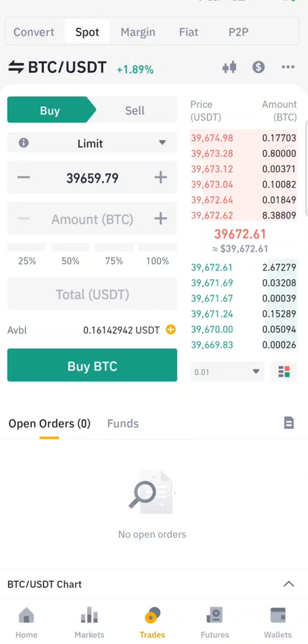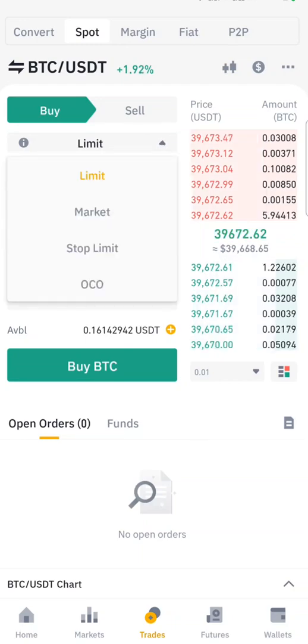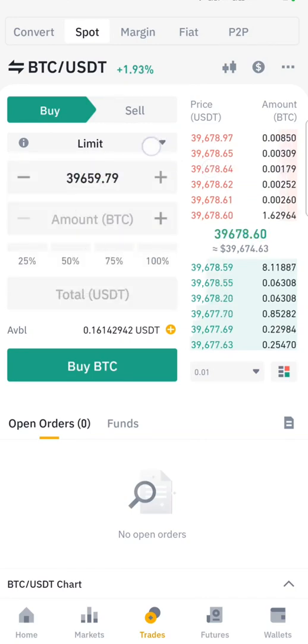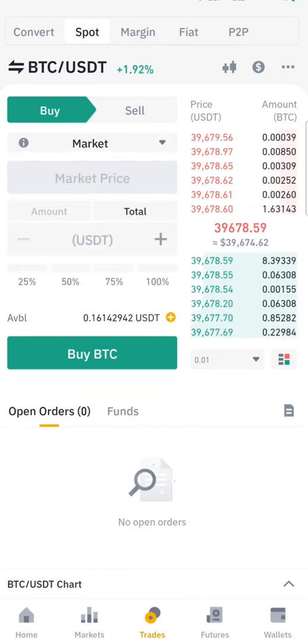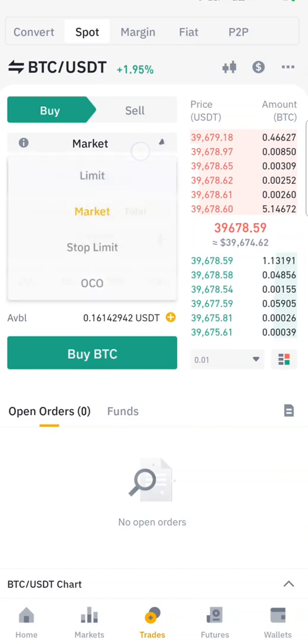So basically what spot is, you pay a certain amount of USDT and in turn you get Bitcoin, that is BTC. Now if we check over here, there are majorly two options. One is limit and one is market. How it works is, if you click on market, it will buy the bitcoins at the current market price.